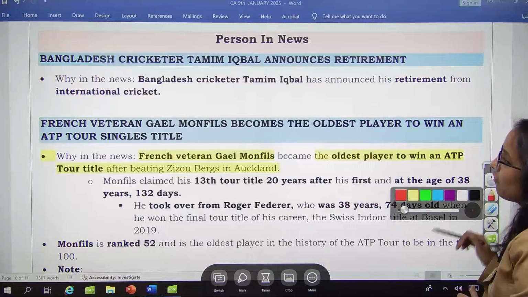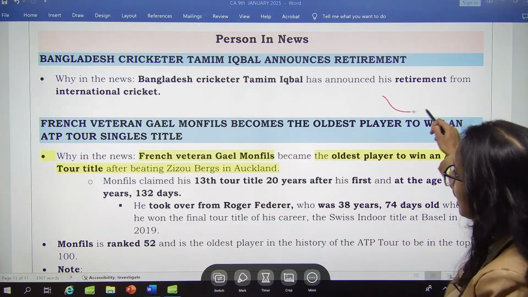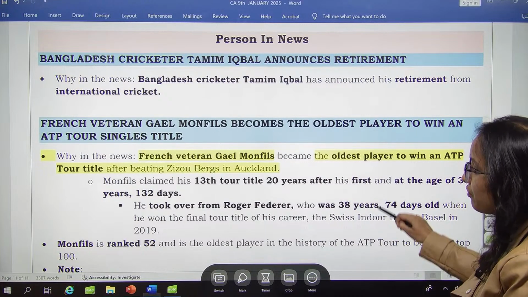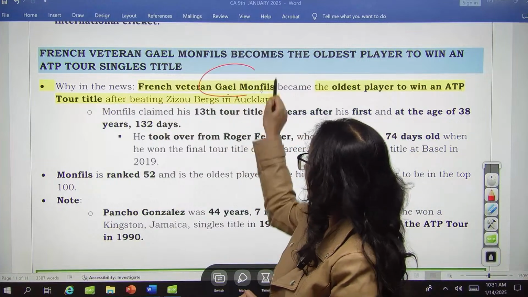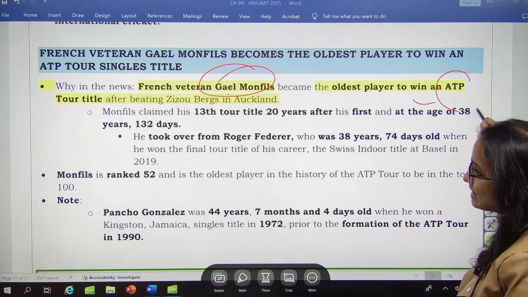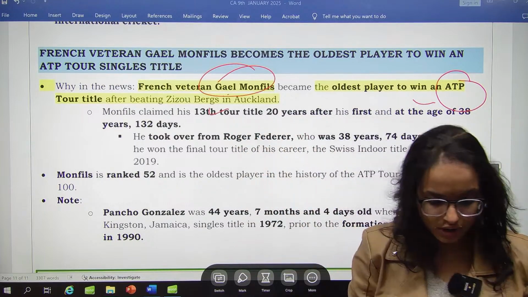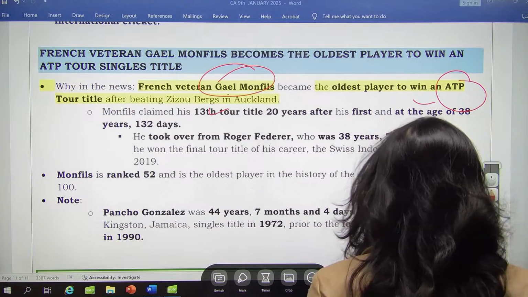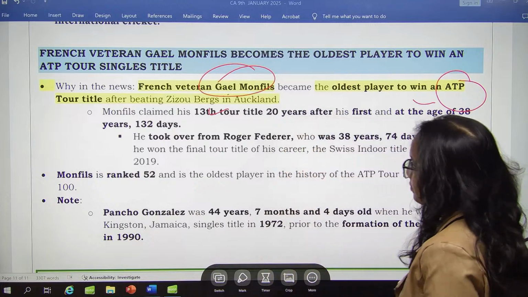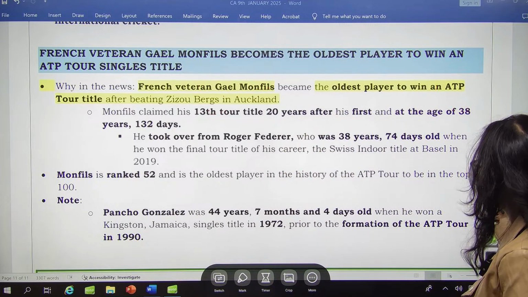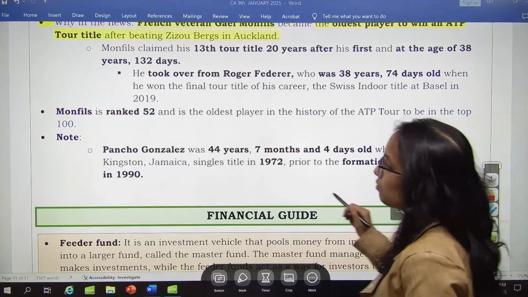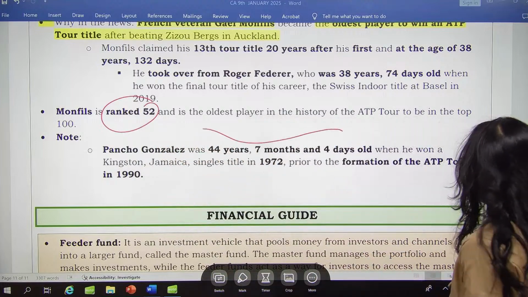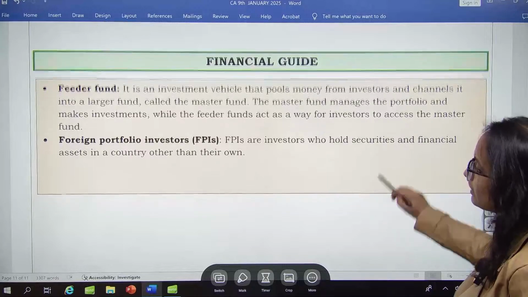Then in person in news, you have Bangladesh cricketer Tamim Iqbal announcing his retirement from international cricket. That's why in news. And then we have French veteran Gael Monfils becoming the oldest player to win an ATP Tour title after beating Zizou Bergs in Auckland. The oldest player to win the ATP Tour title is French veteran Gael Monfils. Okay, remember this thing. And this is associated with tennis, remember. And remember, Monfils is ranked 52 and is the oldest player in the history of ATP Tour. That was it for 9th January CA.